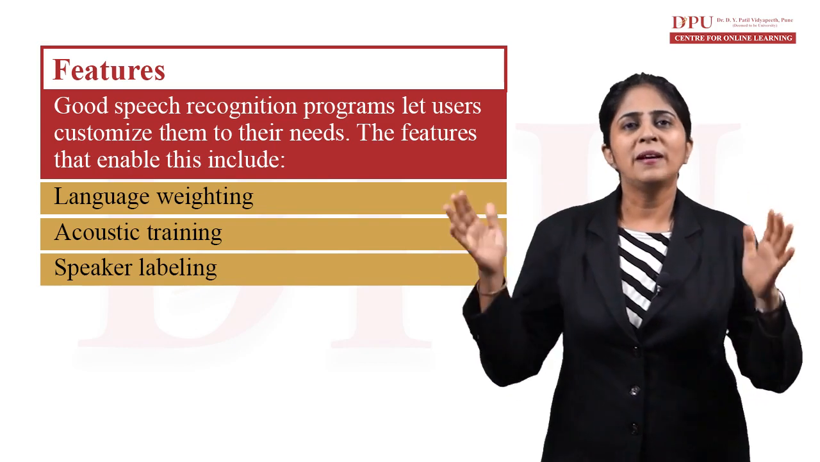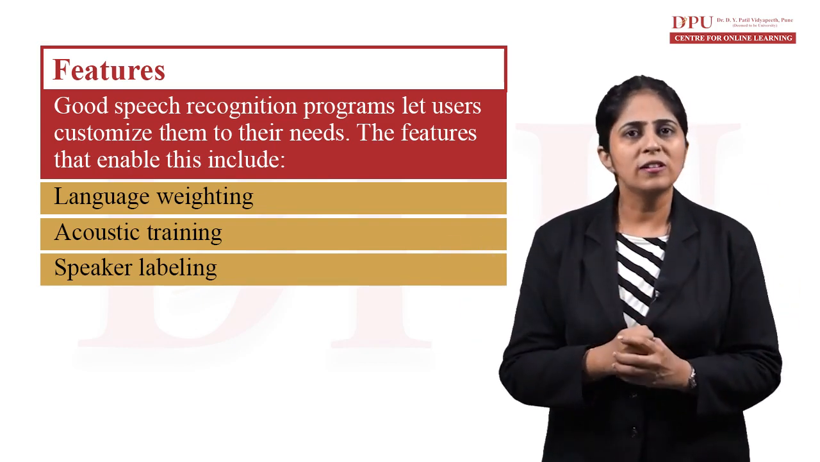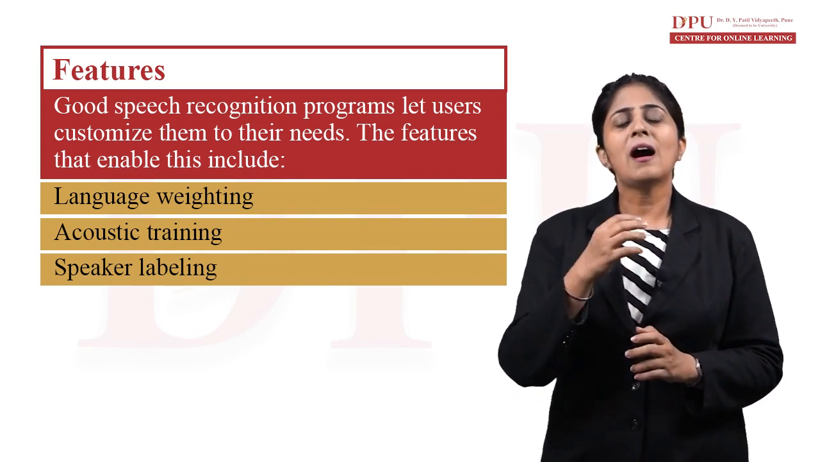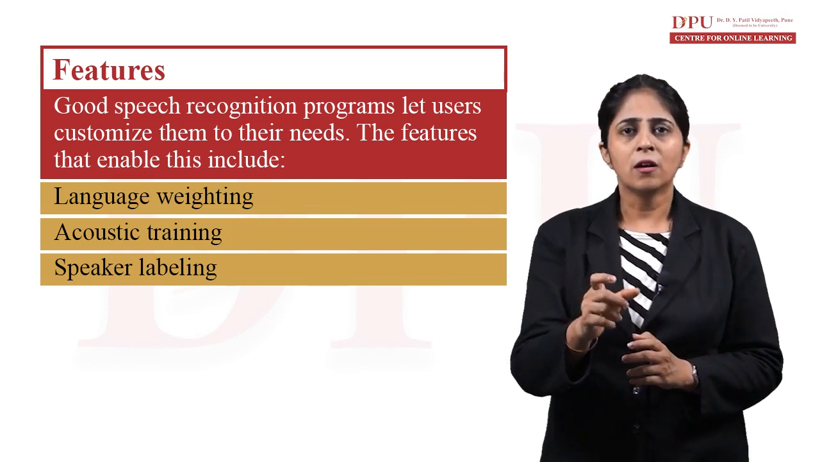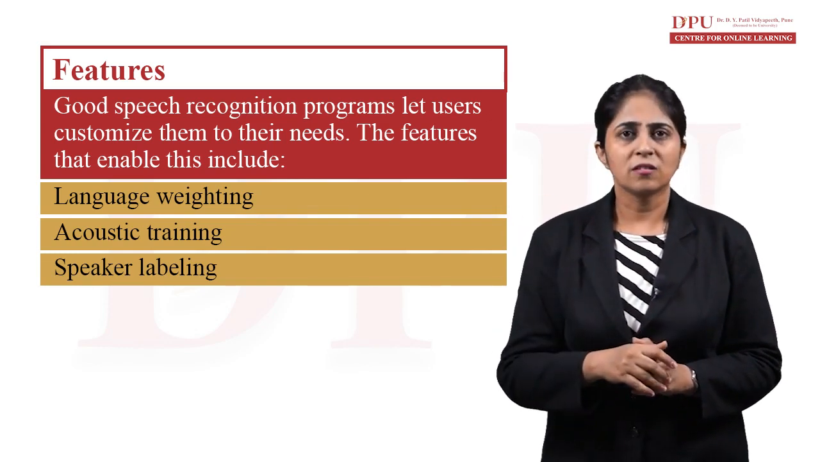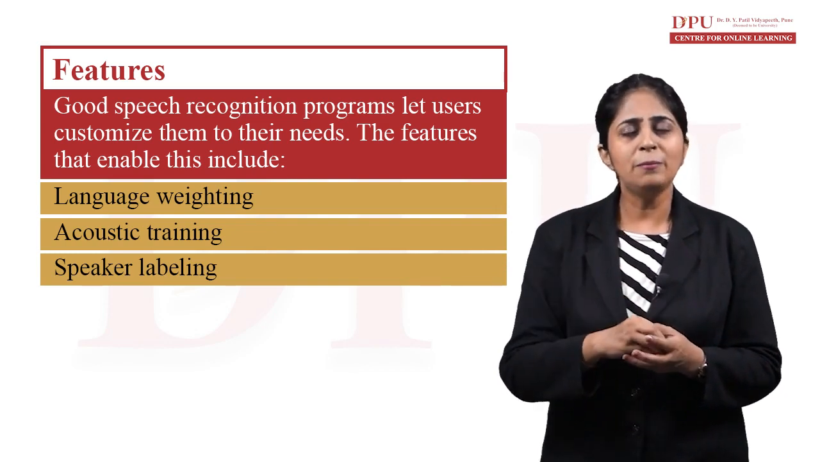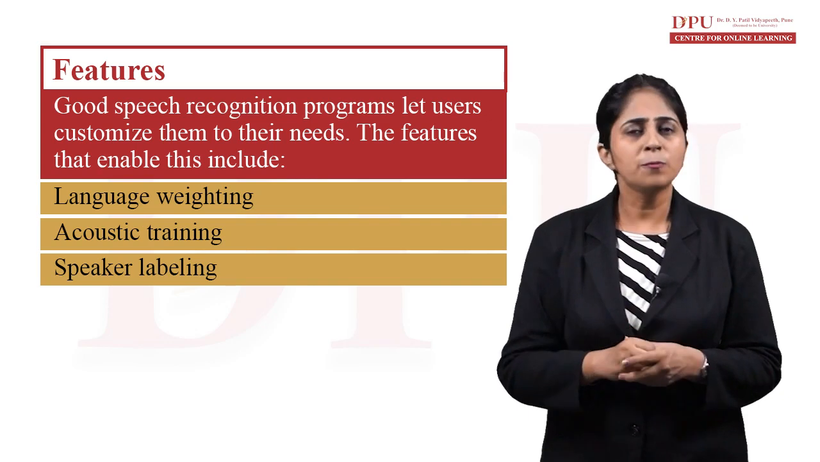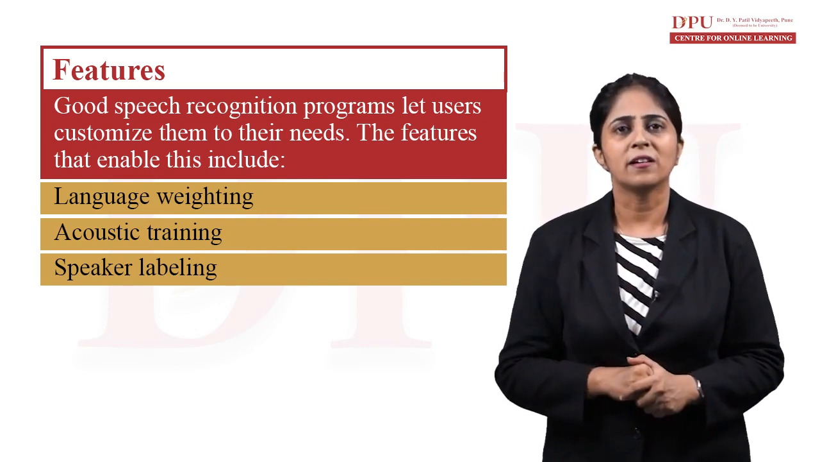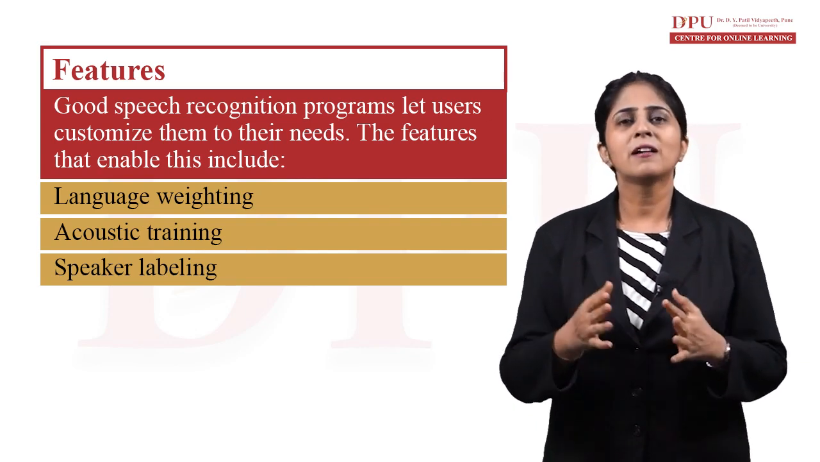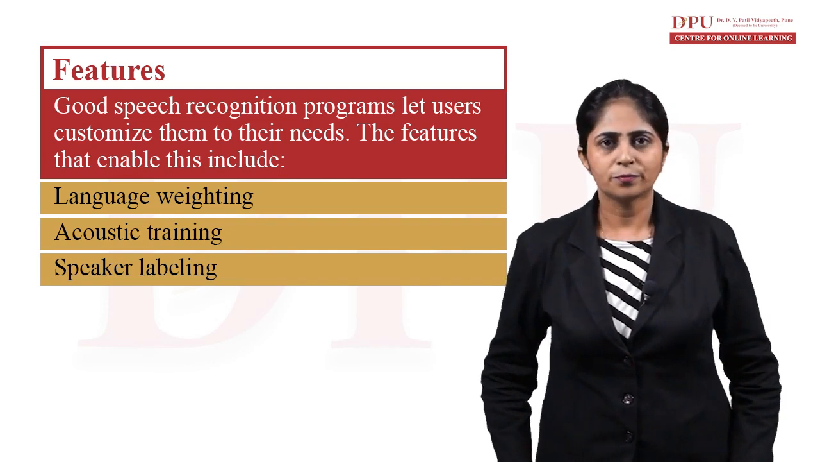That means if many people are having a conversation and that audio is being recorded, our system will be able to label the speaker by their voice. If they speak something, it will be able to label which word or sentence was spoken by which speaker. So our speech recognition system has the feature of speaker labeling too.